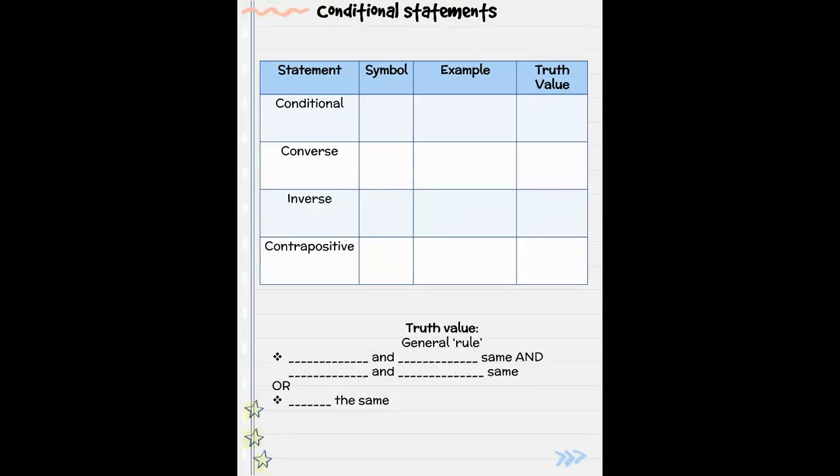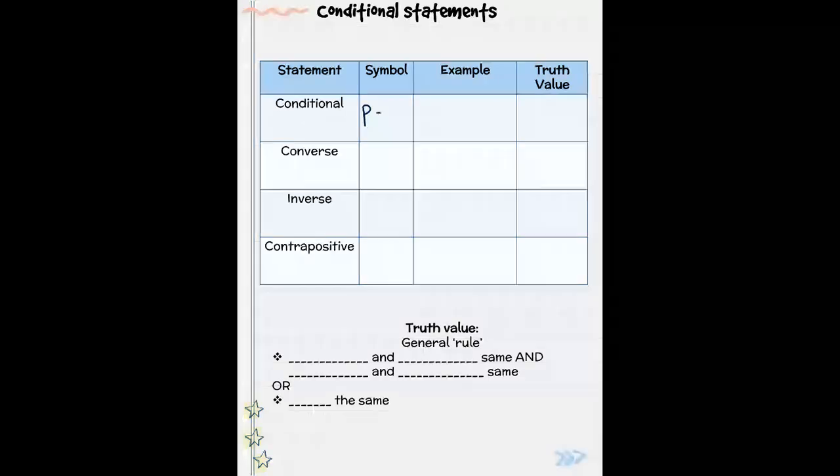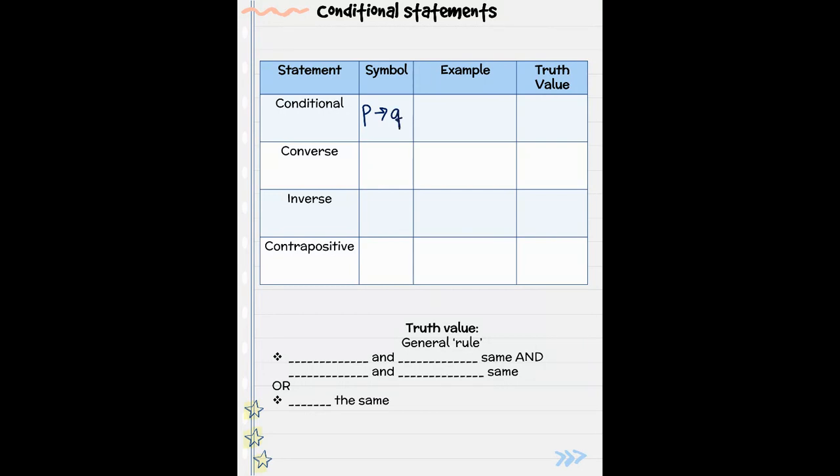Let's look at an example. A lot of times, and I know for sure on the homework, we're going to be looking at a table. So we've got our conditional statement at top, and our symbol for our conditional statement is P goes to Q. Let's go ahead and just fill in the symbols for all of them. So our converse, we're switching those two. Our inverse, we're just negating them both. And contrapositive, we are negating and switching.